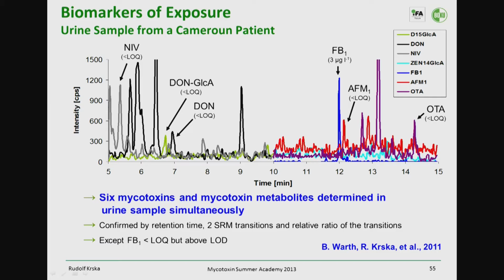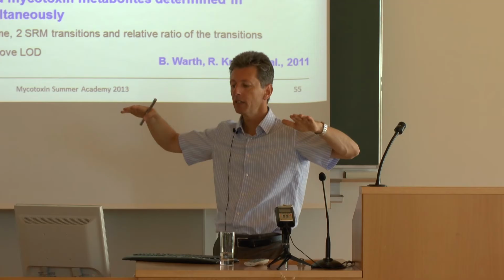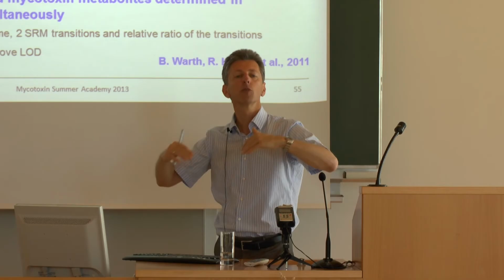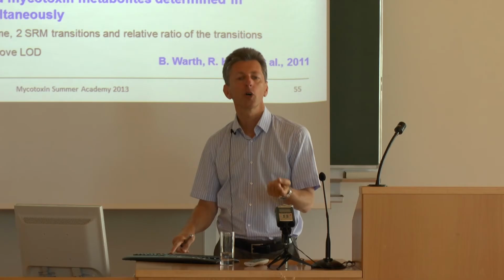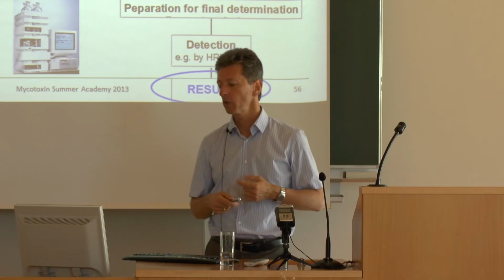And actually, here is just an example from a patient in Cameroon. Six mycotoxins and metabolites like nivalenol, DON glucuronide, DON, aflatoxin M1, FB1 were detected simultaneously. That's not the latest study. There's actually a more recent one, but this actually is a very impressive picture where you see actually in the urine where we are able to determine the mycotoxin itself and its glucuronide, kind of transformation detoxification products produced in the liver. By the way, as some of you might know, cats do not have this possibility of detoxifying in the liver to their glucuronide. That is why they are much, much more susceptible to mycotoxins.